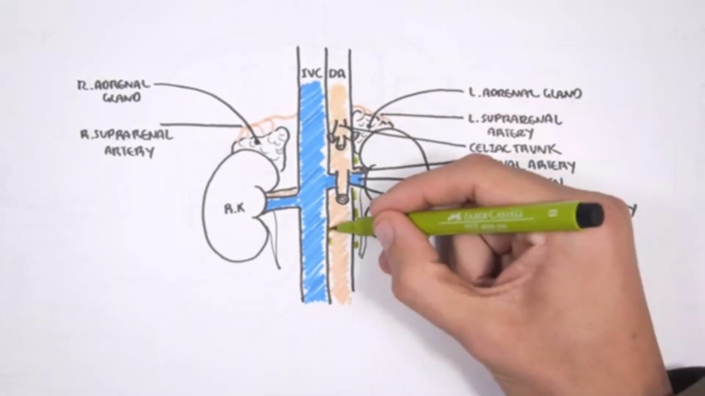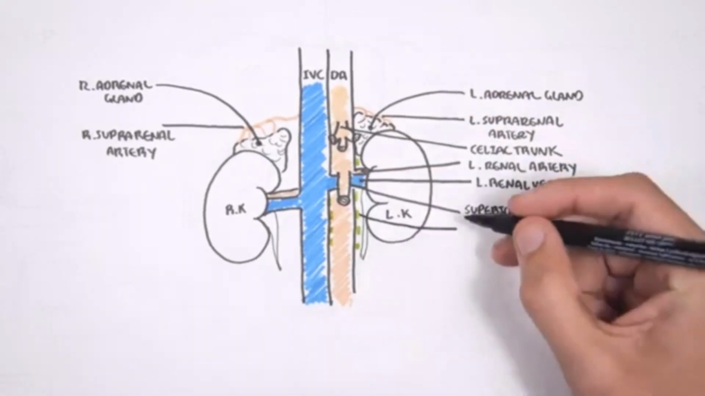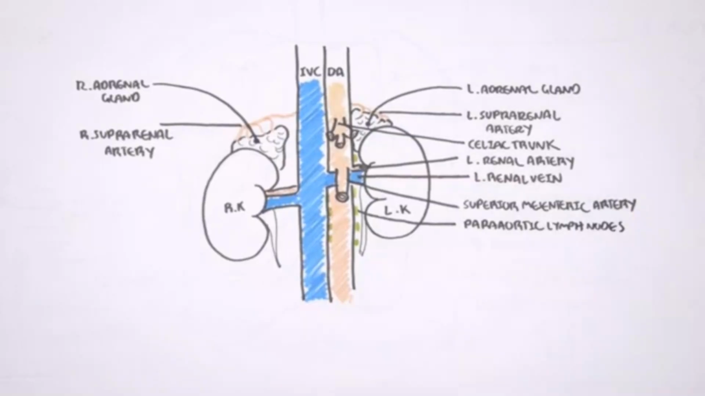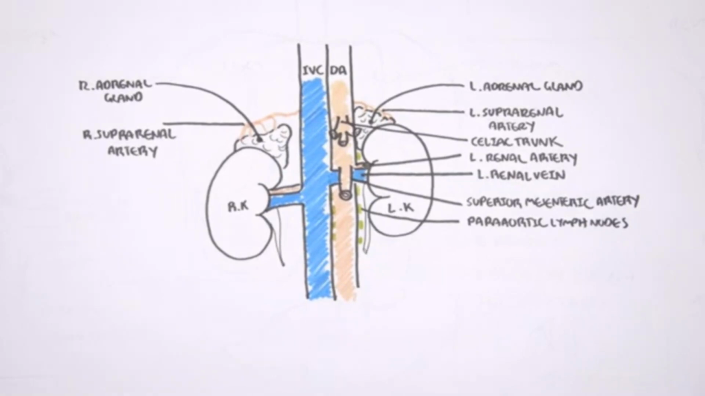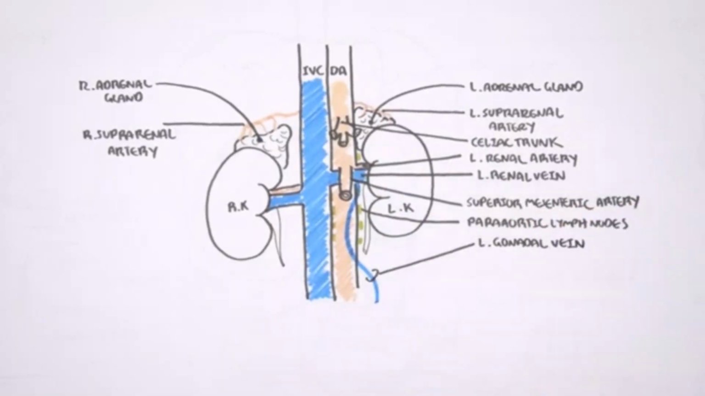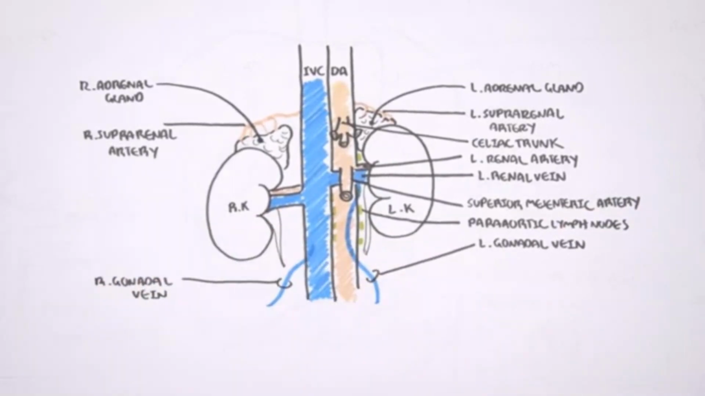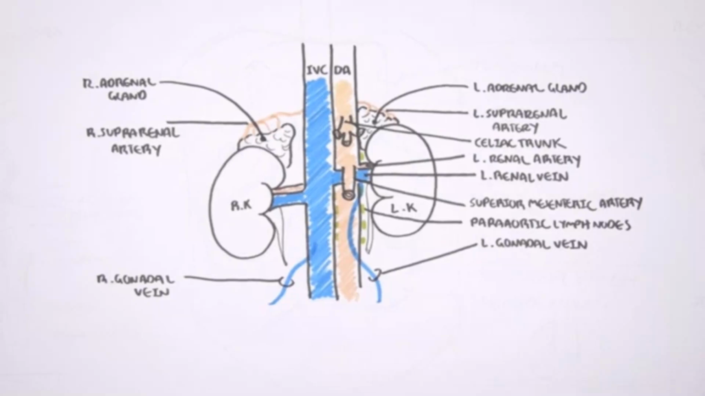Very important to know that there are lymph nodes that essentially surround the aorta, the descending aorta, called the para-aortic lymph nodes. The lymph drainage from the kidneys goes here. It's important to remember that the left gonadal vein drains into the left renal vein, whereas the right gonadal vein drains into the inferior vena cava. And this has some clinical relevance as well, especially in renal cancer, as renal cancer can present with left-sided varicocele.